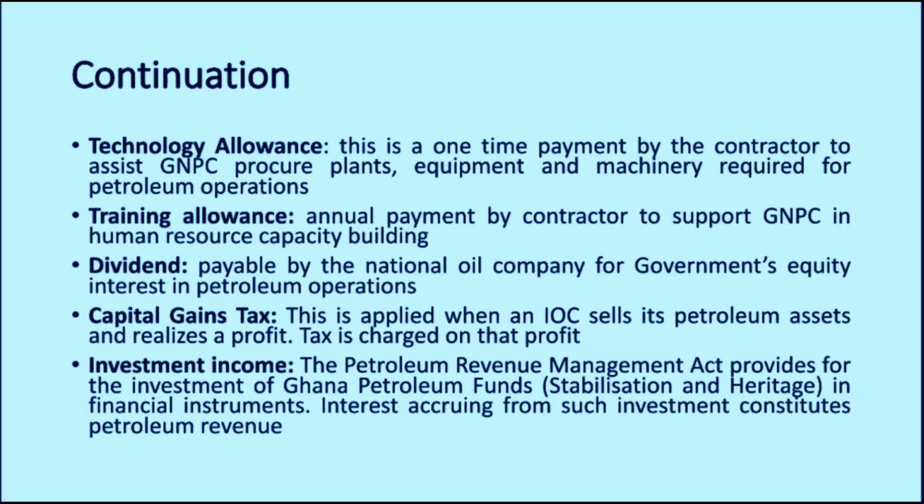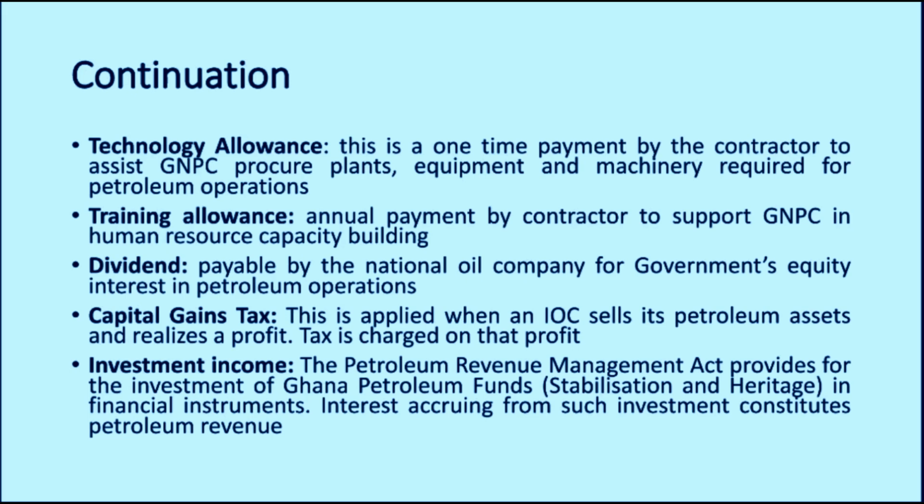So the next is what we call technological allowance. This technological allowance, or technology allowance, is a one-time payment by the contractor to assist GMPC to procure plants, equipment, and machinery that are required for petroleum operations.